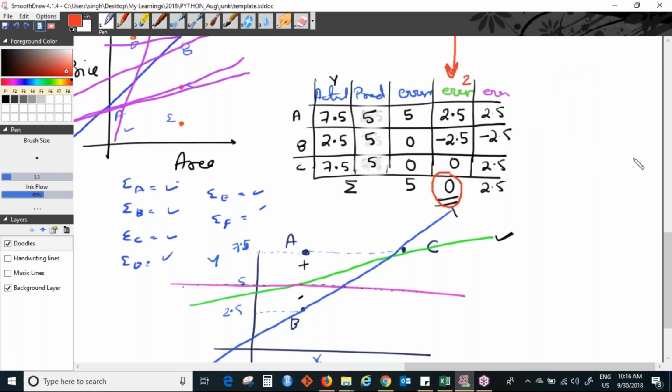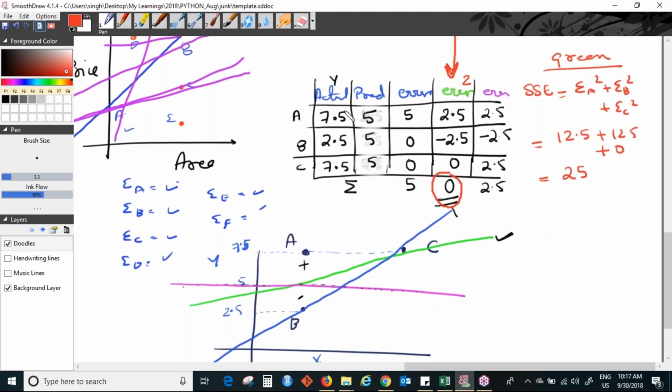Now we can compute for the green line. What is the sum of squared error for the green line? It is EA squared plus EB squared plus EC squared. What is EA squared? 2.5 into 2.5 is 6.25, so 6.25 for point A. Again 6.25 for point B. And point C is 0. Right? So it is 12.5. The sum of squared error of the green line is 12.5.